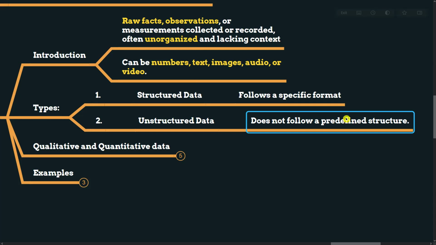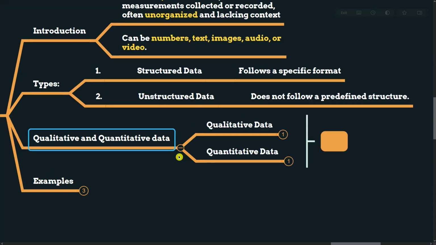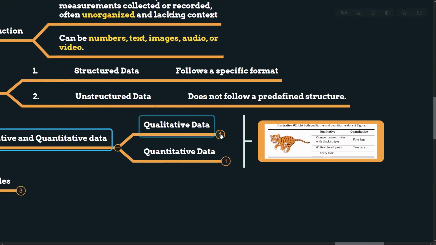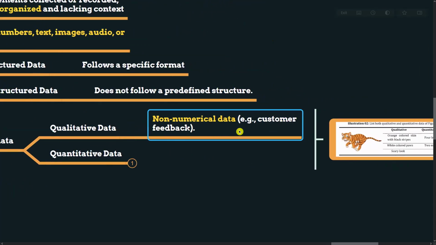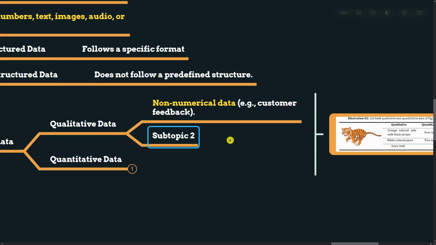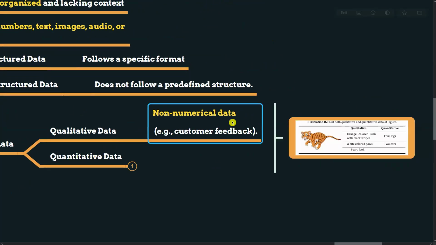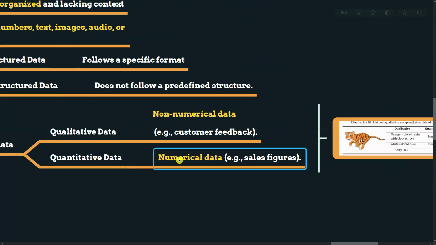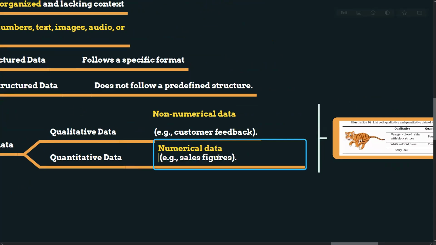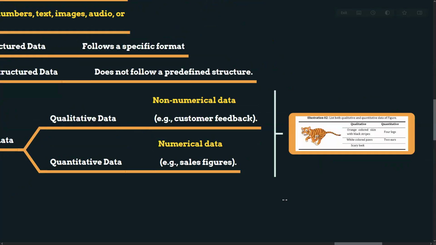So guys, now structured data, unstructured data, and also qualitative data and quantitative data. Qualitative data means, for example, non-numerical data. We will say customer feedback in text form. We cannot count or measure it. That's what we call qualitative data. Quantitative data means we can count it. For example, sales figures, 100,000, 200,000. That's quantitative data.